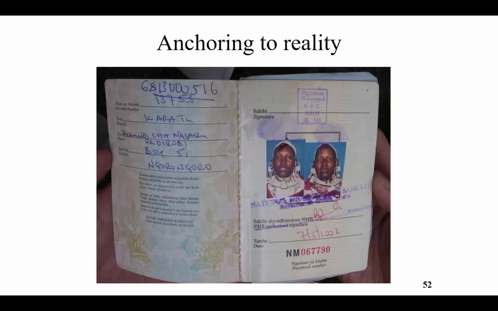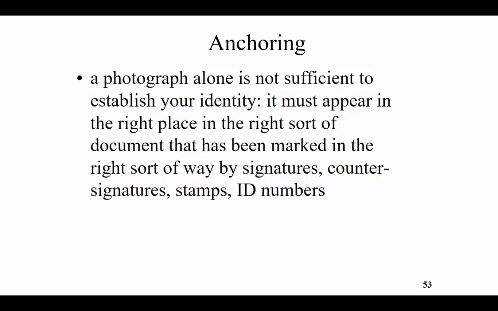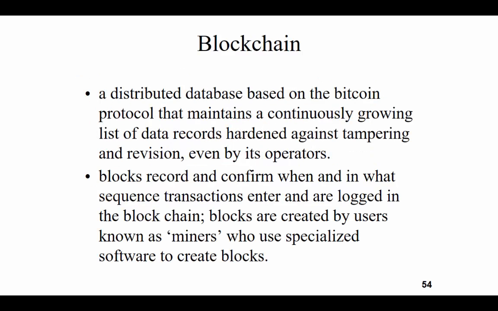And it's also why there are so many numbers here and so many stamps and signatures. So the signature here probably is just a thumbprint. Yes, thumbprints, because the people can't write. All right. So a photograph isn't sufficient. The photograph has to be marked in the right way. It has to be stamped and signed and countersigned in the right way.